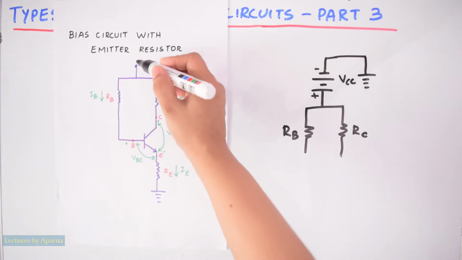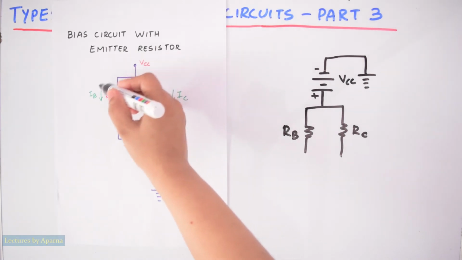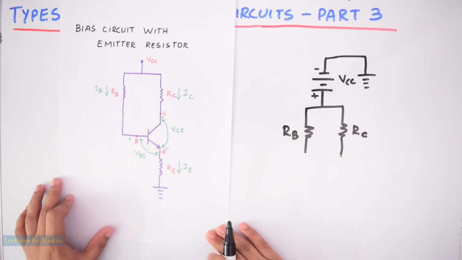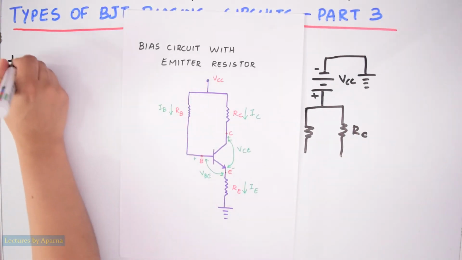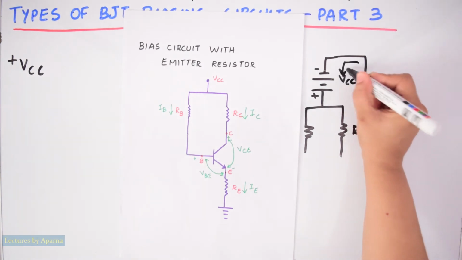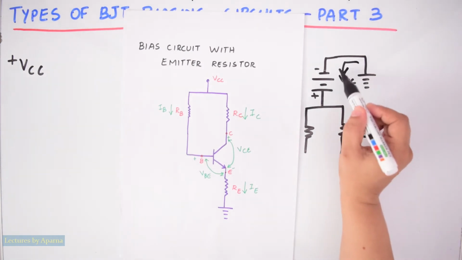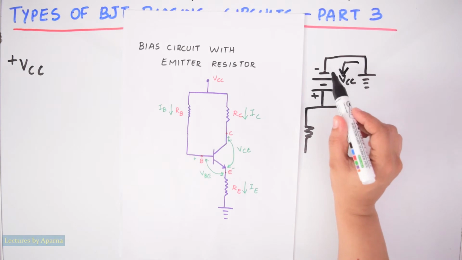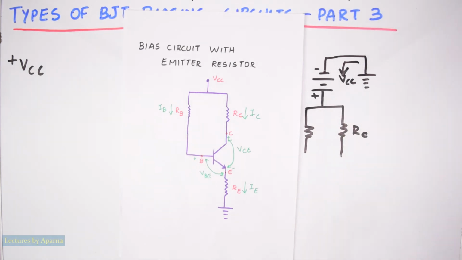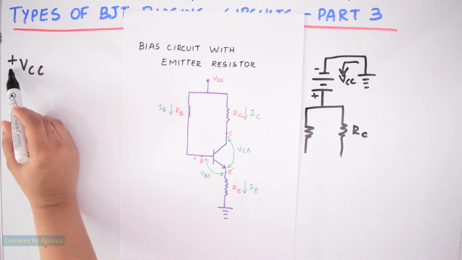So starting from here, we have to go to the input side. So we can write the loop equation like this. Plus VCC, because we are going in this direction. So when we go in this direction, we are going from a negative to positive. So it is an increase in potential. So we are putting the plus sign here.